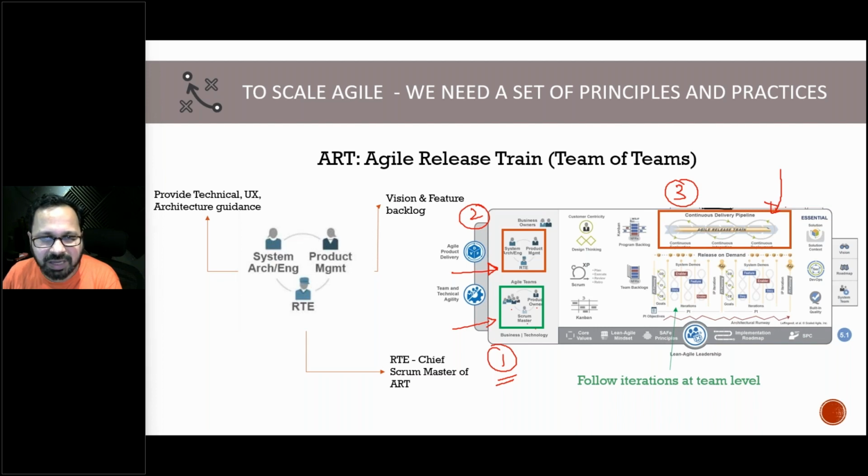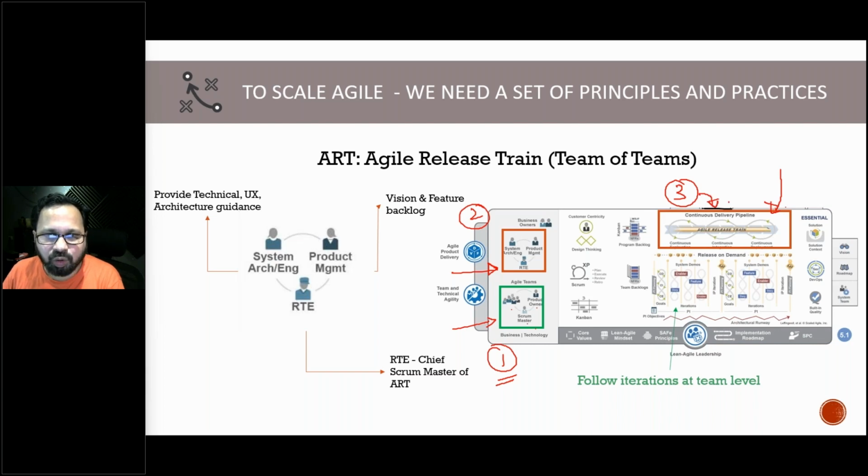So these people operate at a team level. The team is the fundamental building block of the SAFe framework, and multiple teams come together to deliver the value, and that is called the train, which is represented here by number 3.